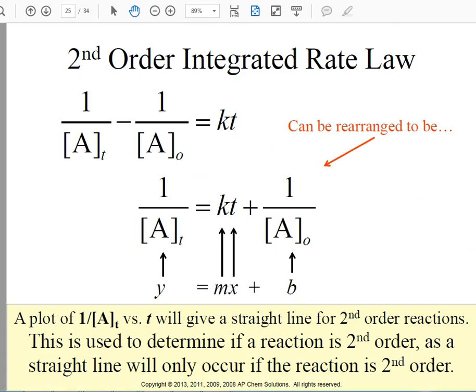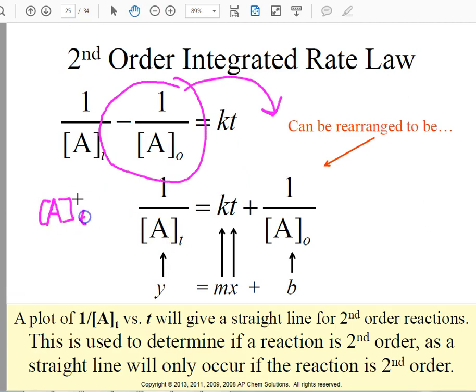So let's go ahead and rearrange that into y equals mx plus b form. So we'll move this part over there. So now we have our y as the inverse of our concentration. So 1 over the concentration, or concentration to the negative 1 power. It's the same thing, right? Concentration at time t to the negative 1 is the same thing as 1 divided by it. And then we have kt, and again notice that this is a positive slope. And then 1 over our concentration at the beginning will be our y-intercept.